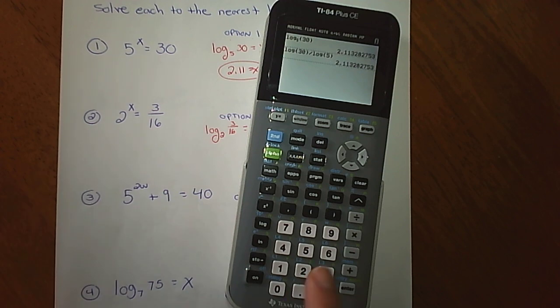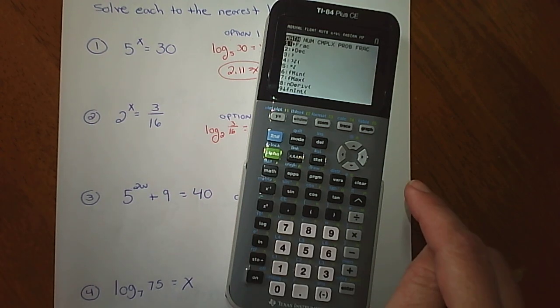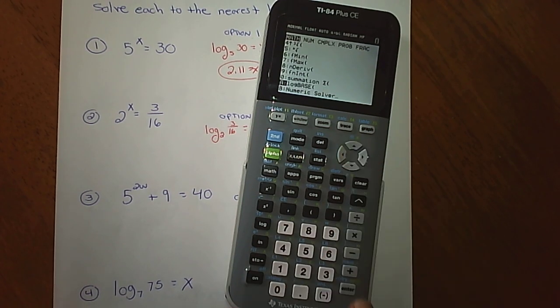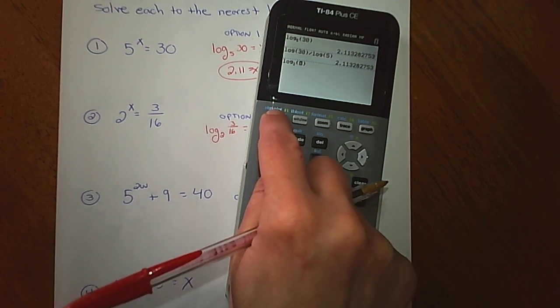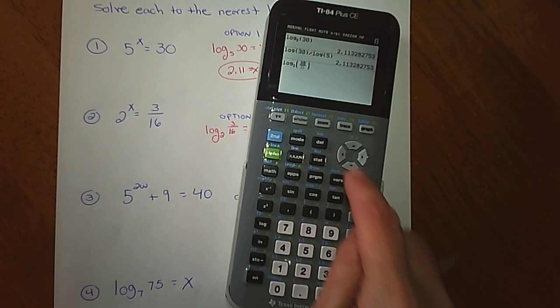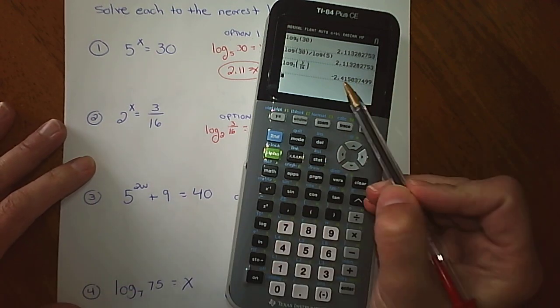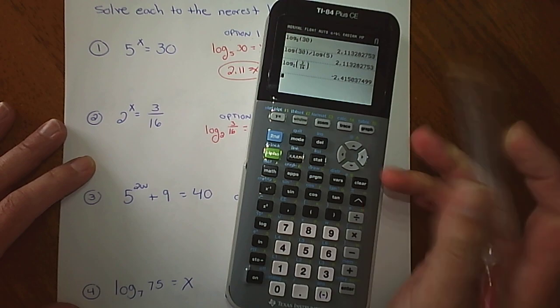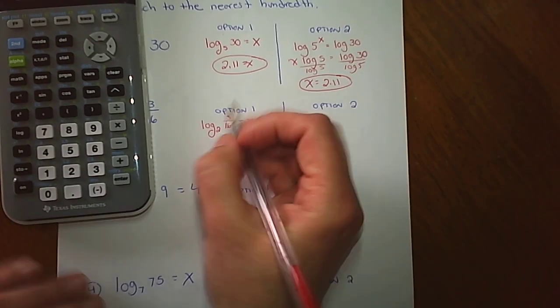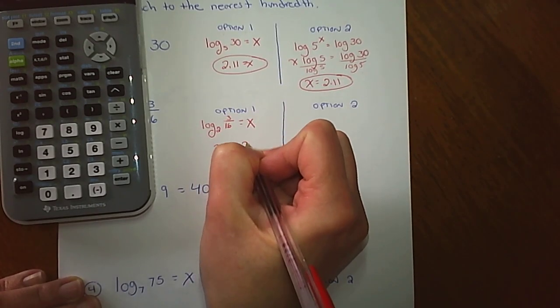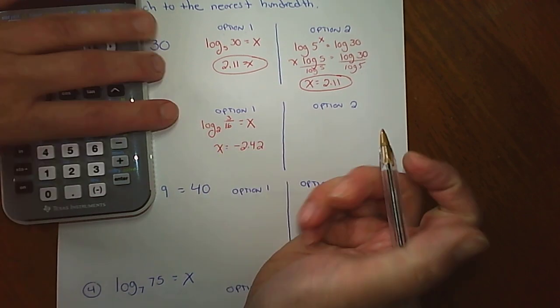All right, so I hit the math button. I'm scrolling up twice, so it says log base, hit enter. The base is the little number 2. And in there, I'm going to do my fraction button, 3 over 16. I'm getting negative 2.42, because I'm rounding to the nearest hundredth, so the 5 is making the 1 round up. So this is x equals negative 2.42.